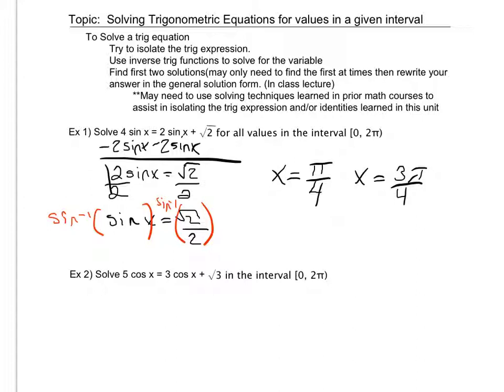Example 2 is very similar to example 1. So I'm going to move on and do examples 3 and 4. Then I'm going to come back and do example 2. That way, if you understand what I'm doing and you don't want to go through example 2, you can go ahead and stop the video after example 4.